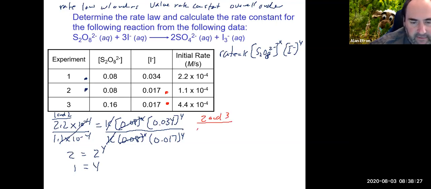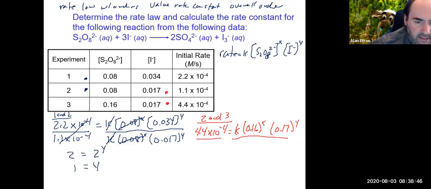And again, everything for number 3, I'm going to put up on top. And that gives me 0.16 to the x and 0.17 to the y. And now I'm going to put everything from entry number 2 on the bottom, 1.1 times 10 to the minus 4, k, and 0.08 and 0.017. Missed a 0 there. We'll throw that in there.